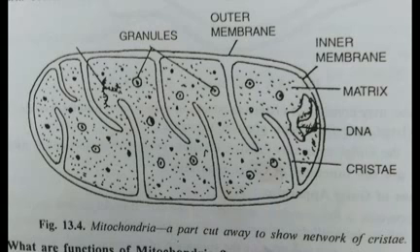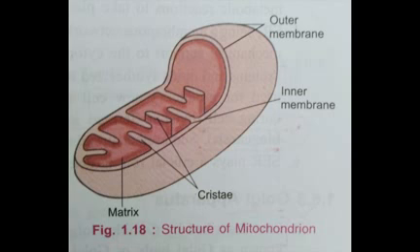The inward finger-like projections of the inner membrane are called the cristae, C-R-I-S-T-A-E. These greatly increase the surface area of the inner membrane. Mitochondria contain extranuclear DNA.